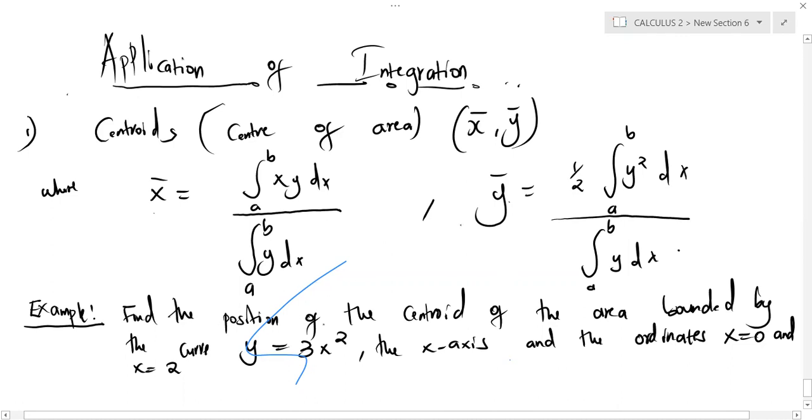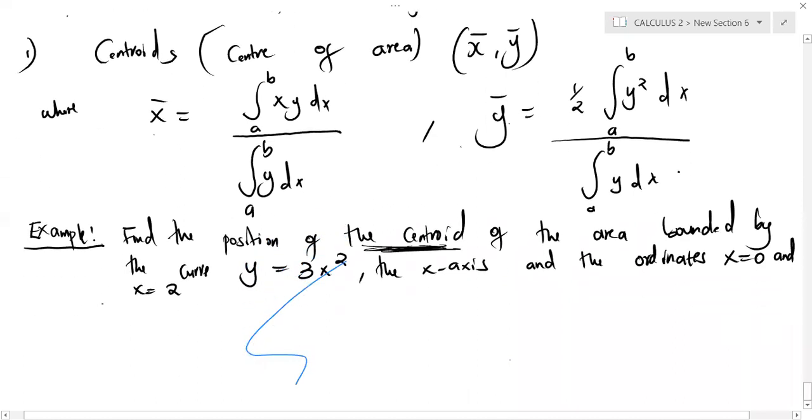Now here we are being told to find the position of the centroid. So we need to get the values of x bar and y bar of the area bounded by the curve. This is our curve, y is equal to 3x squared. The x-axis is basically y is equal to 0. And the ordinates, x is equal to 0 and x is equal to 2. So how do we go about this? We come to the solution.